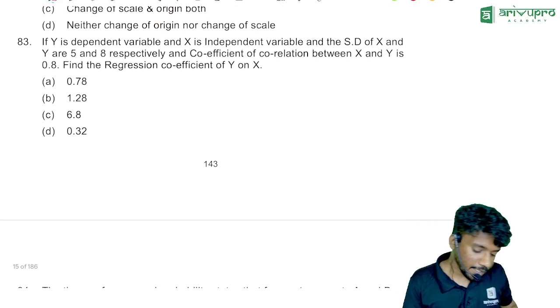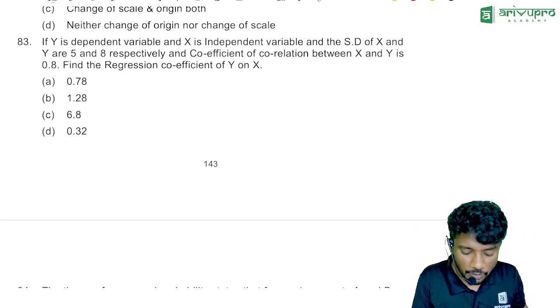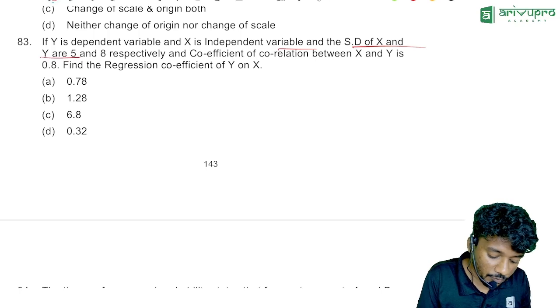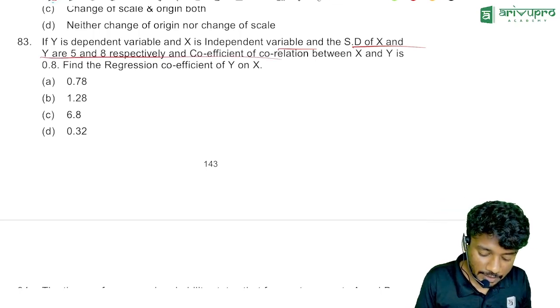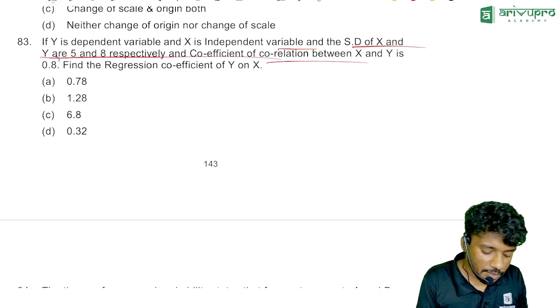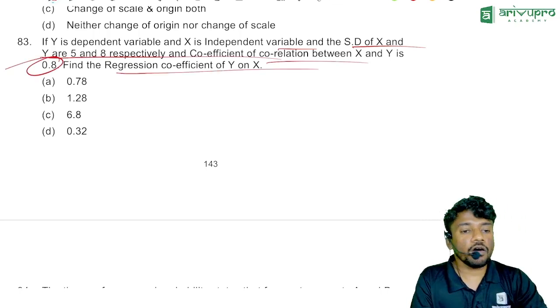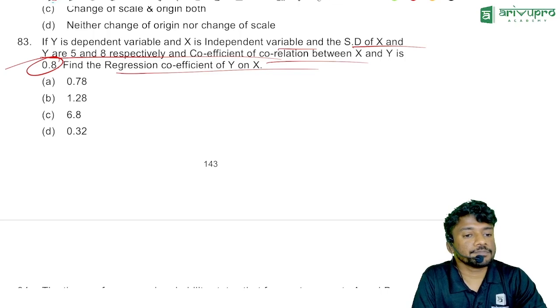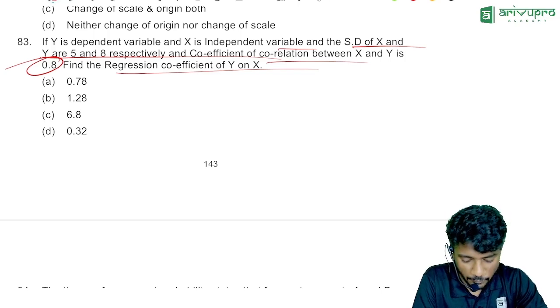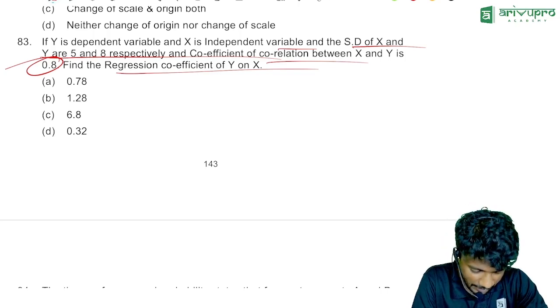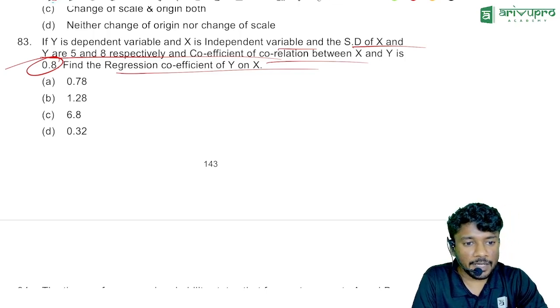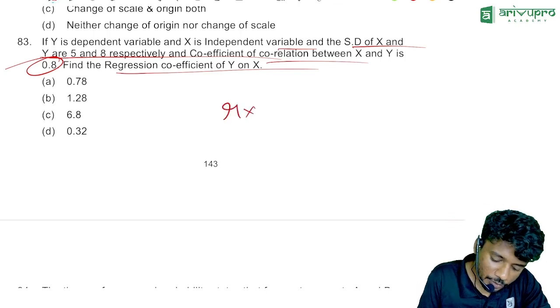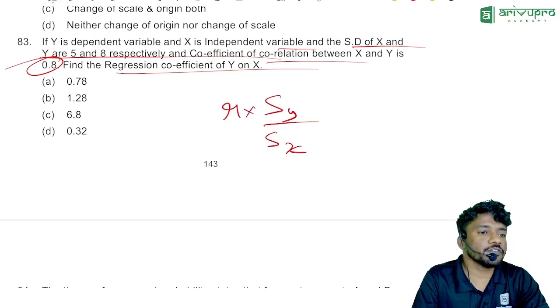Next question. Can you find the answer? If y is a dependent variable and x is an independent variable, the standard deviations of x and y are 5 and 8 respectively. Coefficient of correlation between x and y is 0.8. Then the regression coefficient of y on x, how will you find it? Everything is given. What is the formula? R into standard deviation of y divided by standard deviation of x.